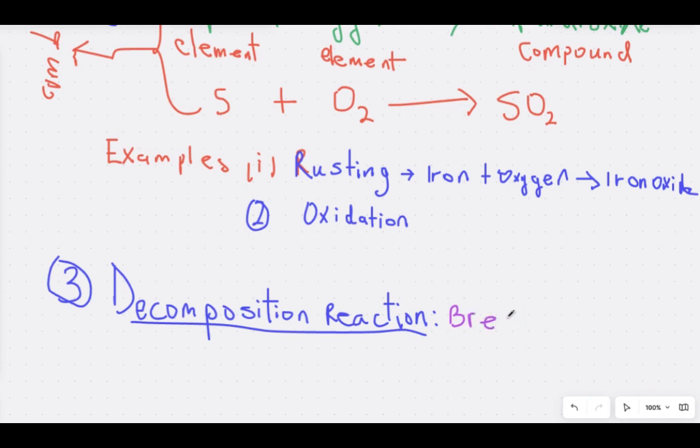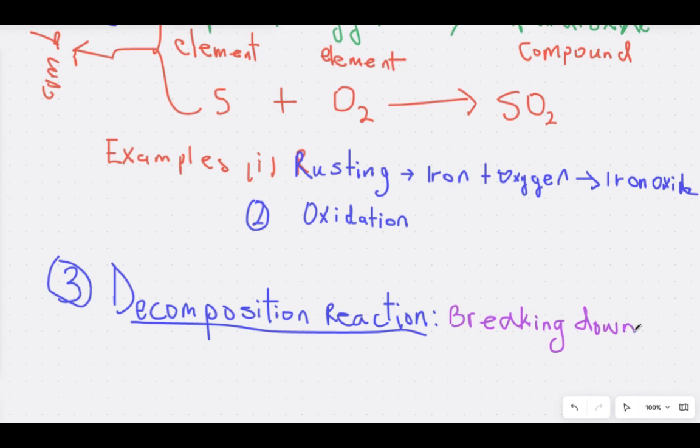So when a large compound is broken down into smaller substances, such is termed decomposition. Remember, it's almost like the opposite of a combination. Combination is you take two smaller substances to form one big compound, and decomposition is like you take the one big compound and break it down into smaller compounds or into elements. So decomposition simply means break it down.